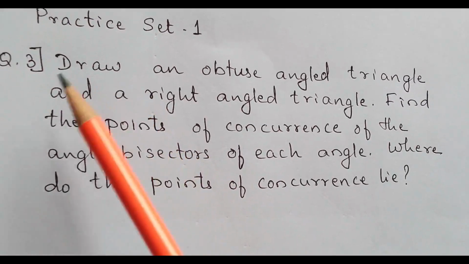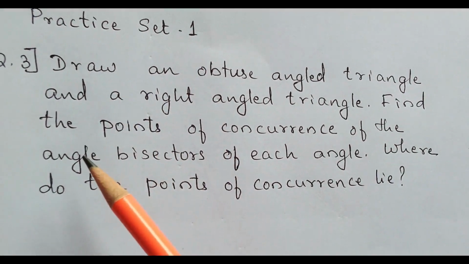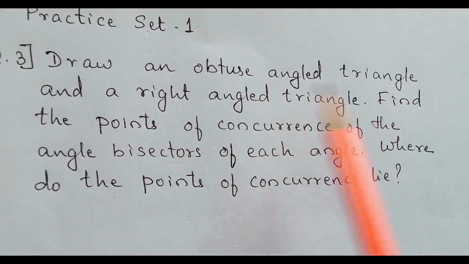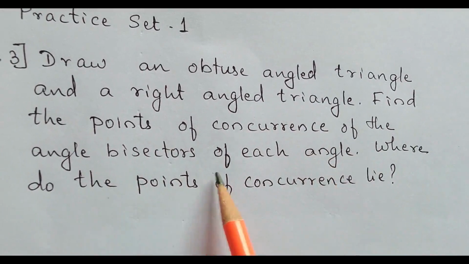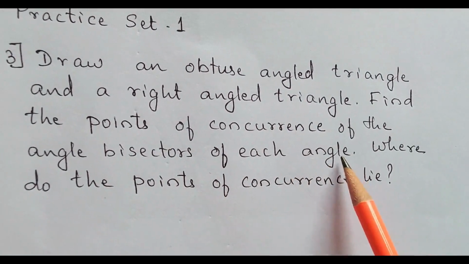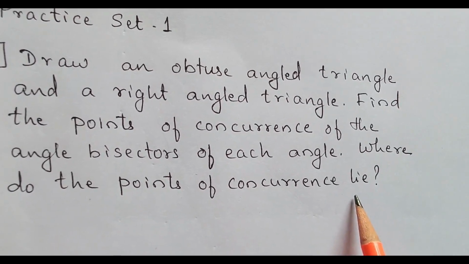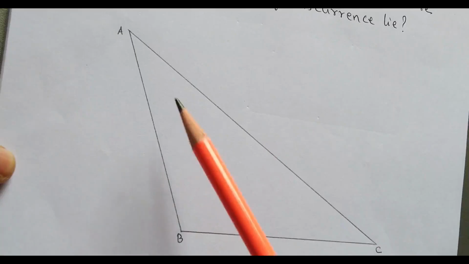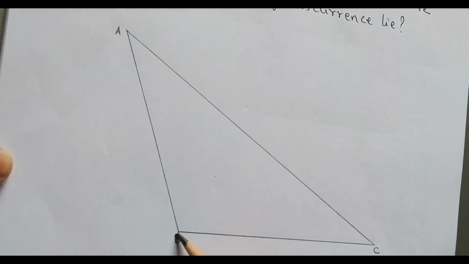Now let's take the third question of practice set 1, which is again based on angle bisectors. The question is, draw an obtuse angle triangle and a right angle triangle. Find the point of concurrence of the angle bisectors of each angle. Where do the points of concurrence lie? So first let us draw an obtuse angle triangle and then draw its angle bisectors. Triangle ABC is an obtuse angle triangle where angle B is more than 90 degree.